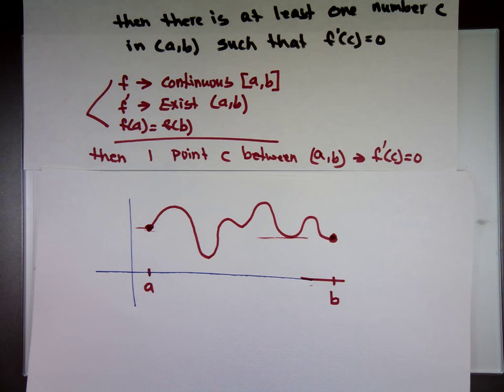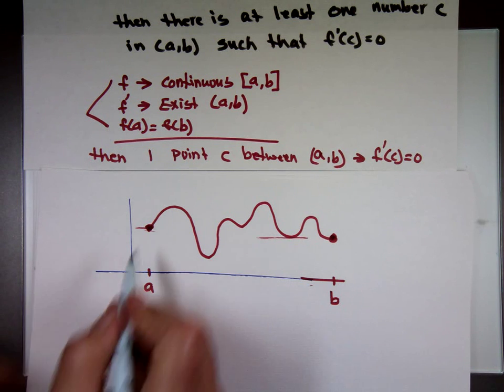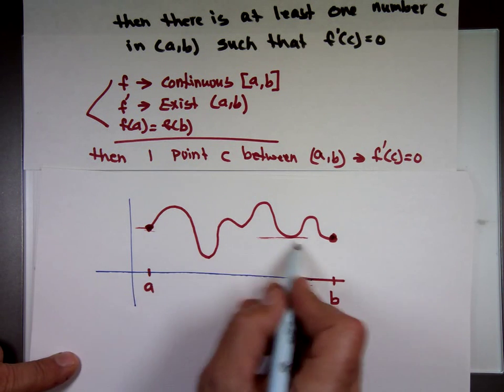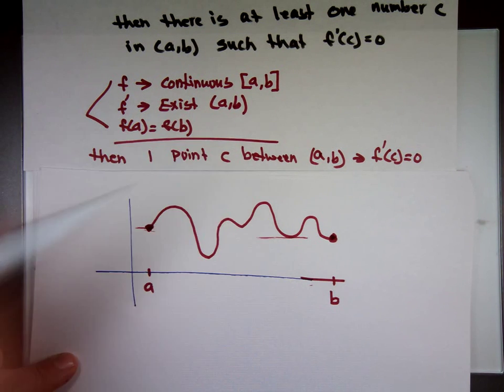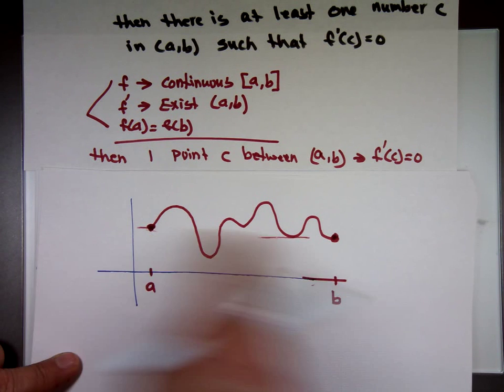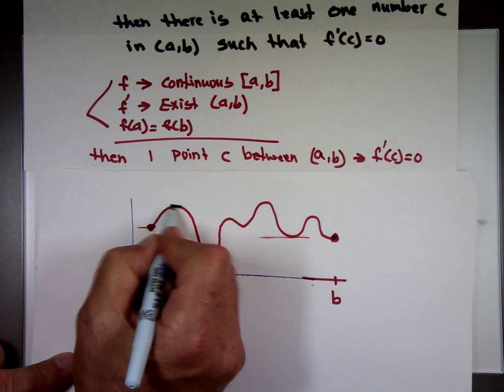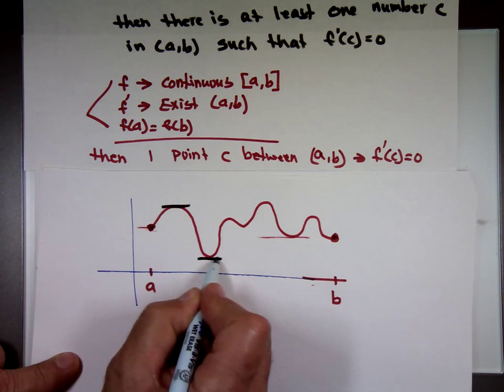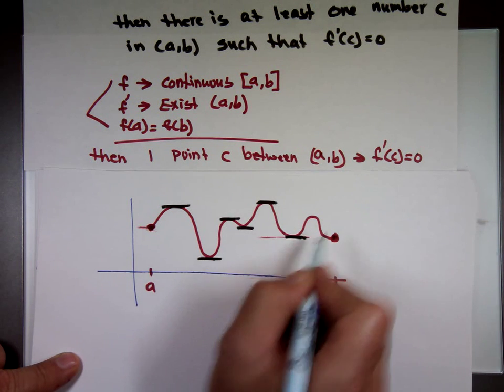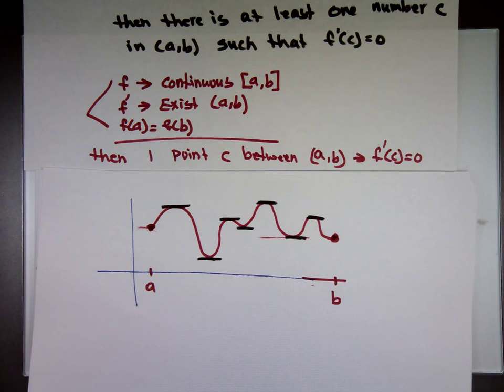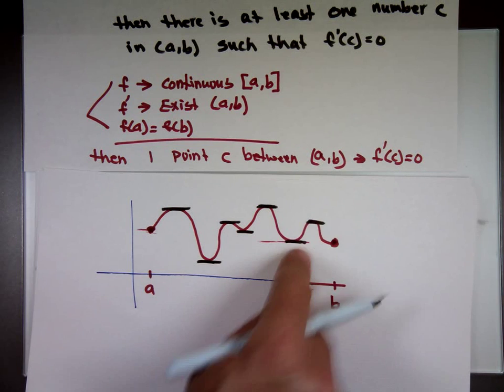In this example, this function, you can take the derivative at any point. It is continuous. We don't have any v's in it. That's where the derivative exists. F of A equals f of B. This is where the derivative is 0, right here. There's 1, there's 2, there's 3, there's 4, there's 5, there's 6, there's 7. There has to be at least one point where the derivative will be 0. We get 7 of them here.